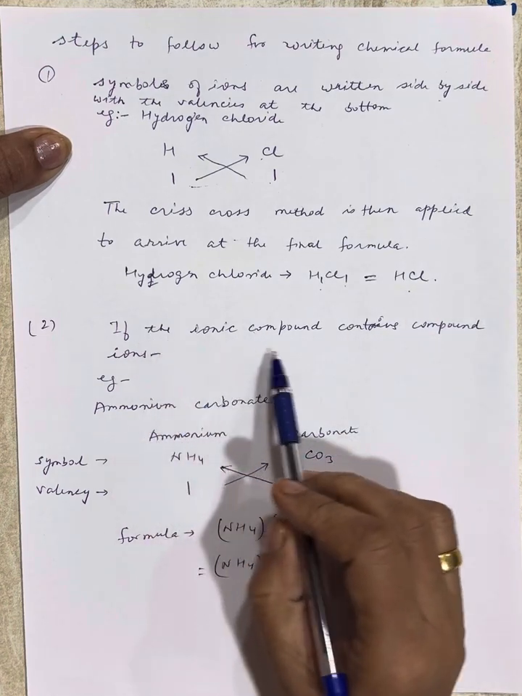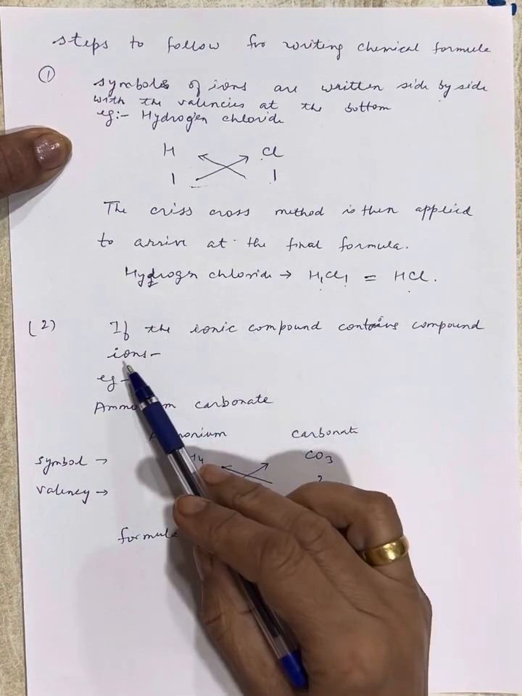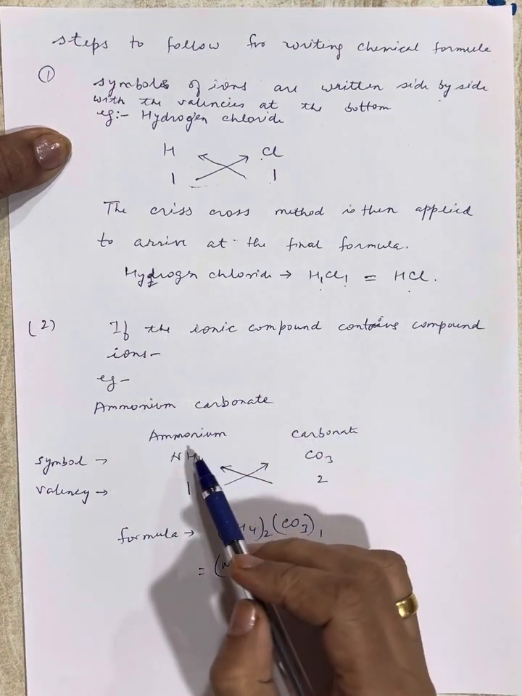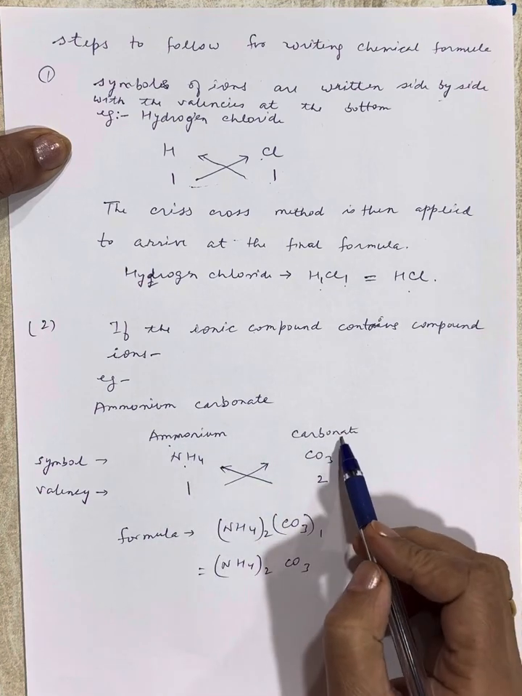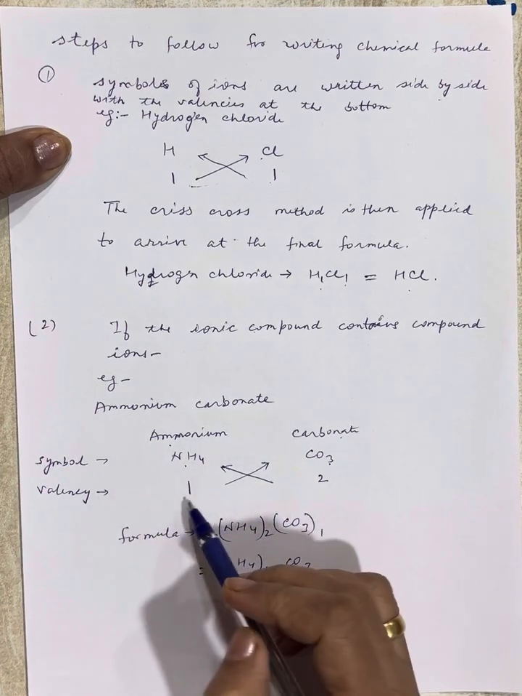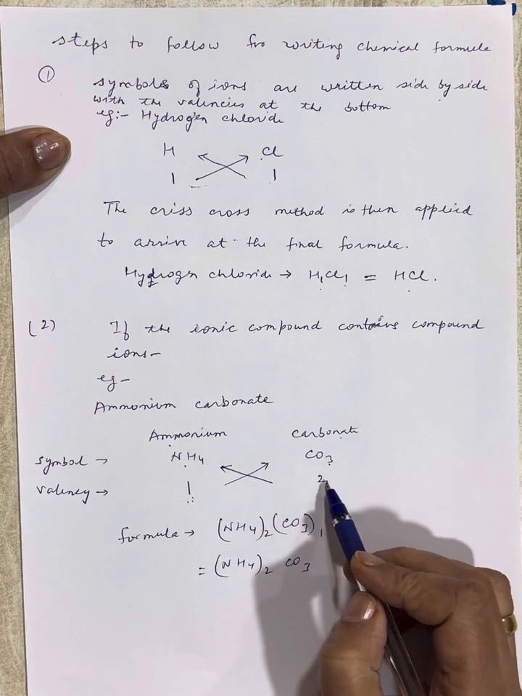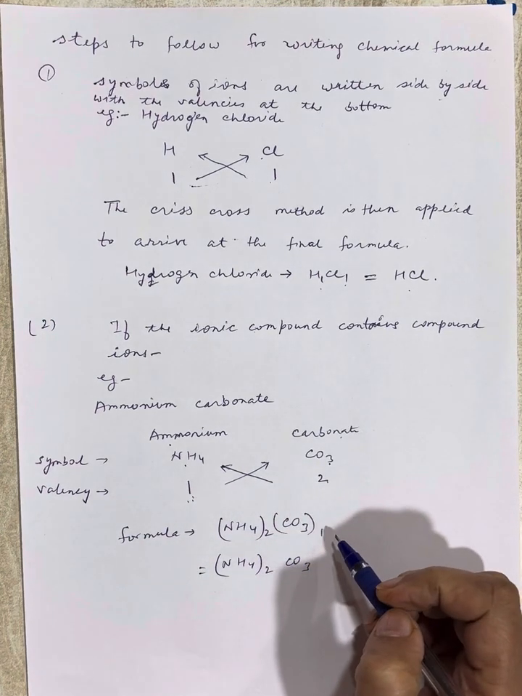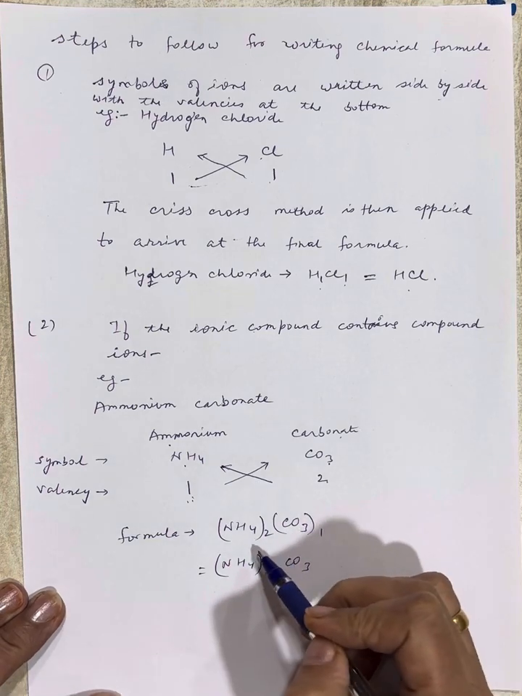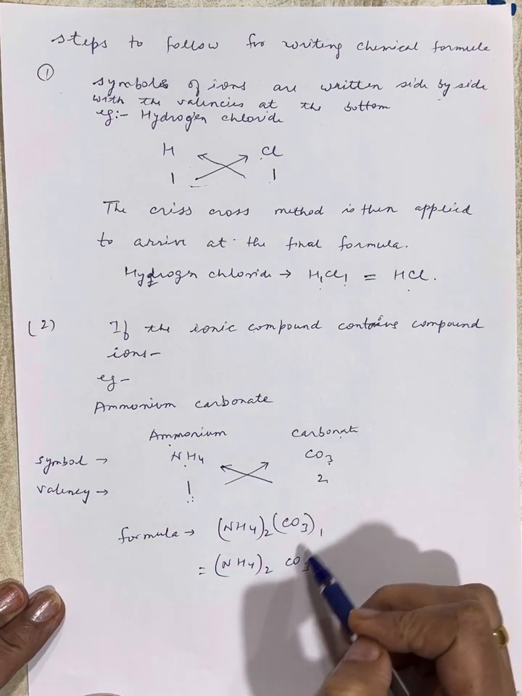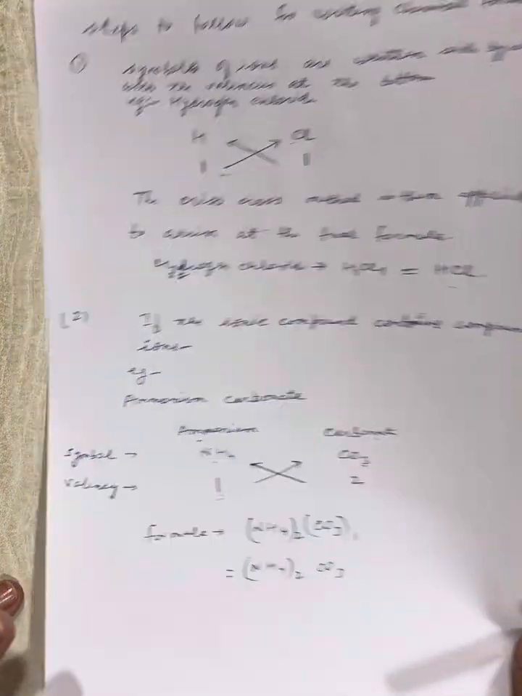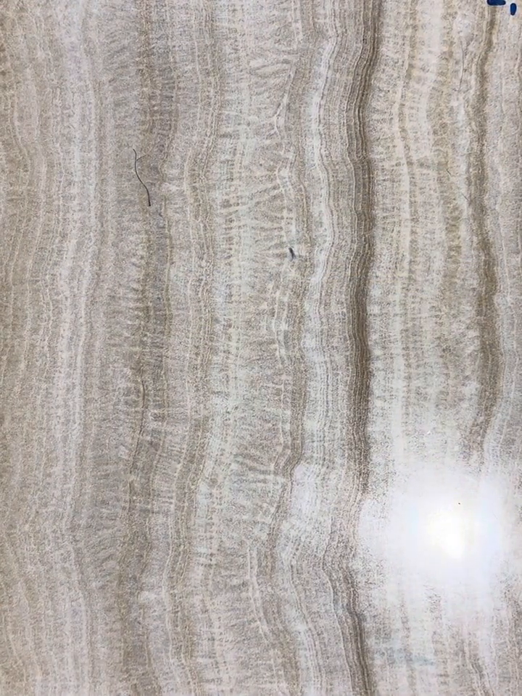If the ionic compound contains compound ions like ammonium carbonate, where ammonium is NH4 and carbonate is CO3, we write the charge here in place of valency. This way the formula of ammonium carbonate is (NH4)2CO3. I think this is done now. In the next class we can do a few more.